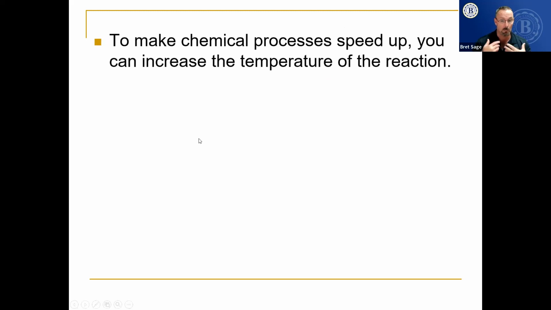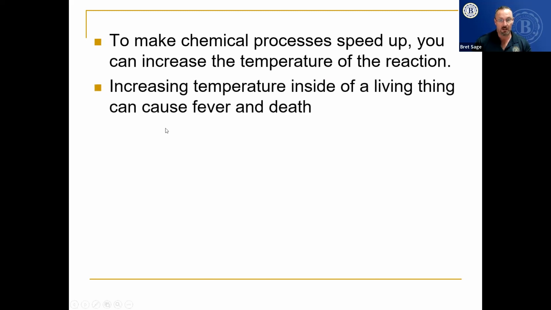Okay, if you want chemical processes to speed up, you can make things warmer. That's one of the reasons why our bodies are warm: it makes chemical reactions happen quickly. But can you continue to add temperature to our bodies indefinitely? No. Increasing temperature inside of a living thing can cause fever and death. As you guys know, we sit at about 98.6, which is 37 degrees Celsius. If you go up above 100, 101, 102, then people start getting in trouble. That's only a teeny tiny difference between our normal and a fever. That's only a few degrees. What that means is that our body temperature is right up near the edge of being in trouble.